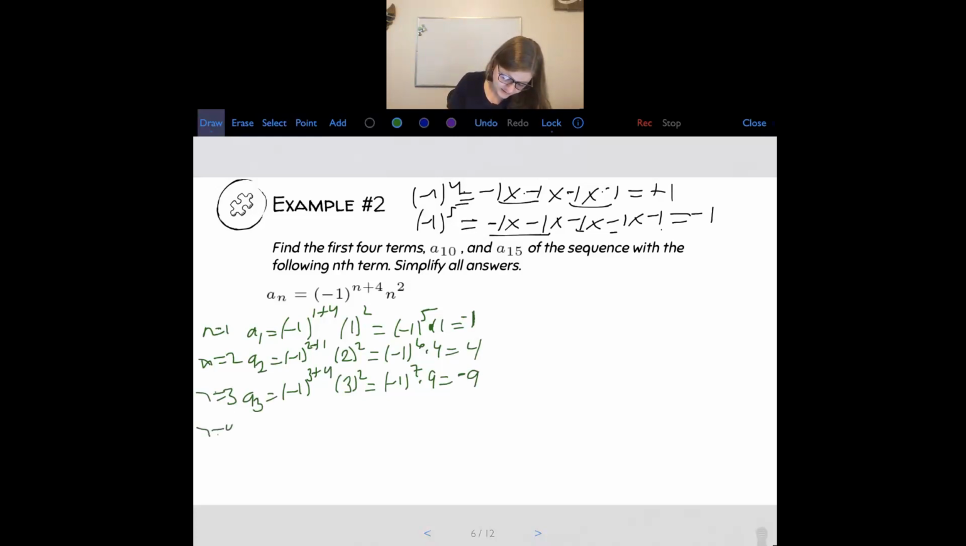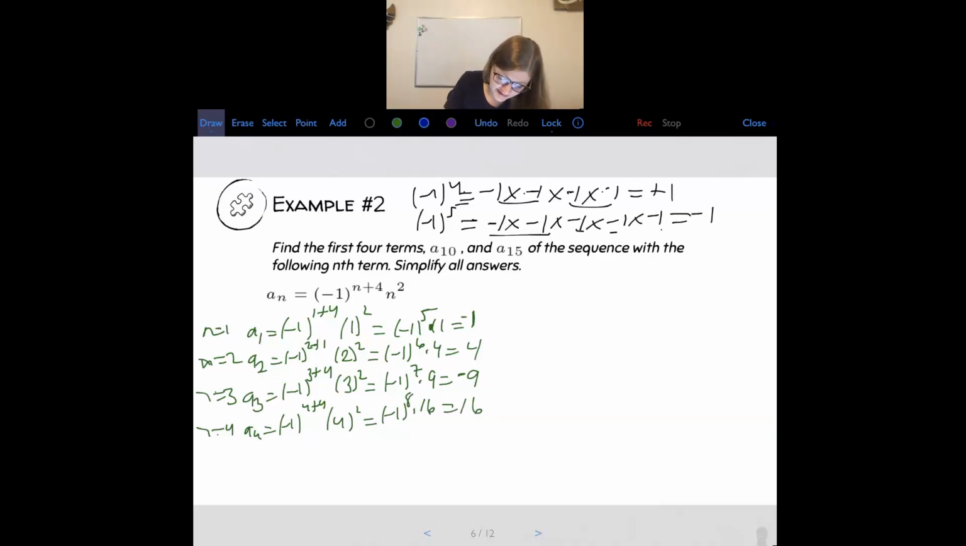Next, n equals 4, so we have a sub 4 is equal to negative 1 to the power of 4 plus 4 times 4 squared, which would give us negative 1 to the 8th times 16, so this is 16. So that's the first 4 terms.